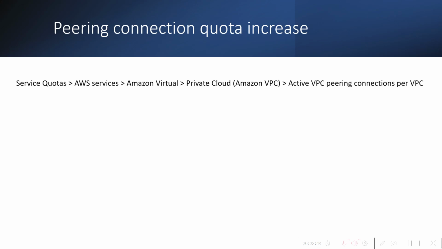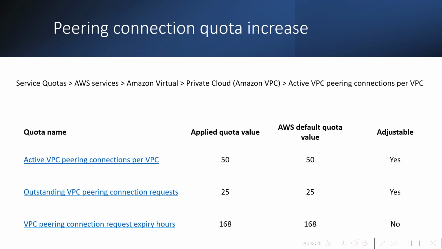Peering connection quota. So these are the quotas which are available with the Amazon peering connection. So here you see, the active VPC peering connections per VPC default quota is 50 and it is adjustable, yes. And the outstanding VPC peering connection requests quota is 25. A VPC peering connection request is when you do peering from VPC A to B, then VPC A sends a peering request to VPC B, and once it accepts that particular request, then only the peering connection takes place.